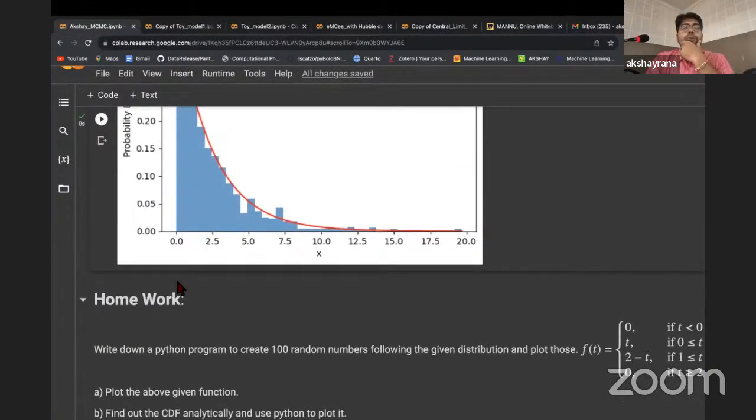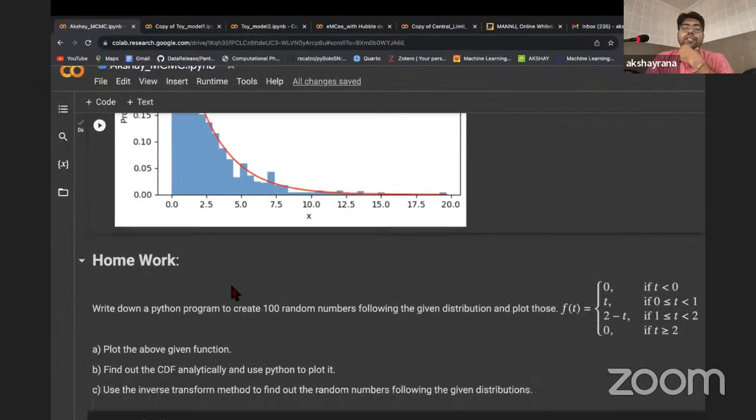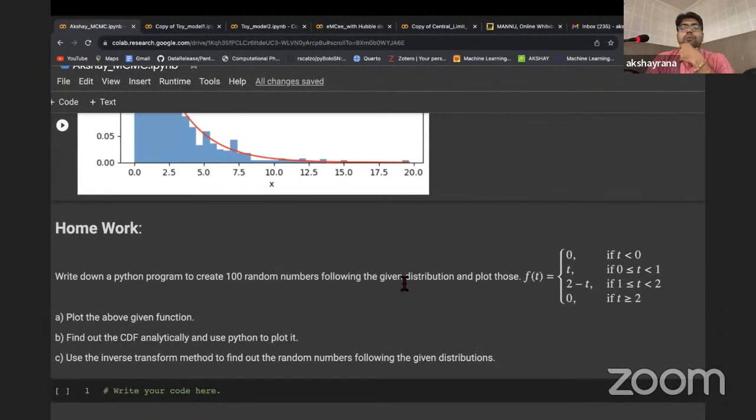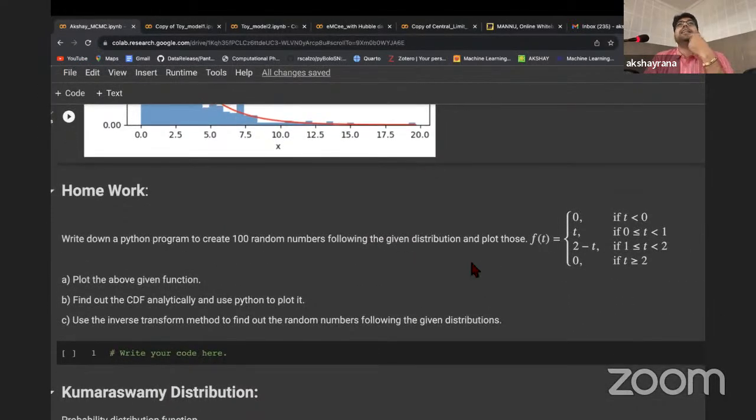Now, what I'm going to give you is a homework kind of thing. You can go and practice. This is a distribution like this. If you look at this f(t), this is a triangular function. You are supposed to use this f(t), find the corresponding CDF, and then make the transformation and see whether you are able to generate the random numbers corresponding to it.